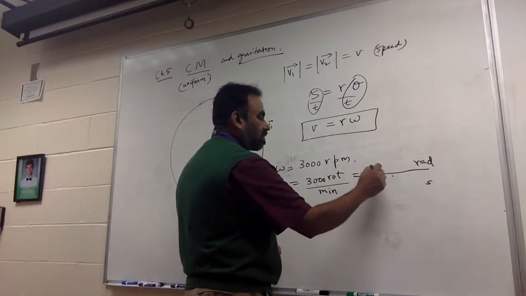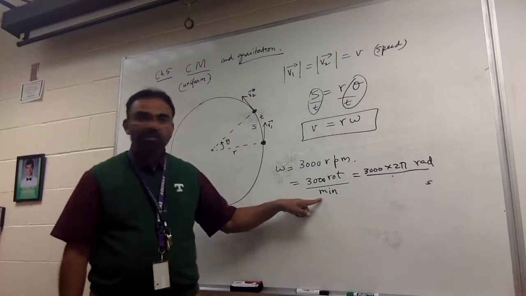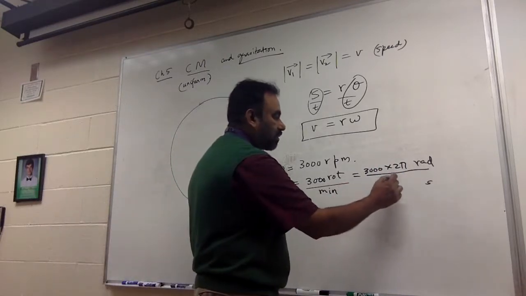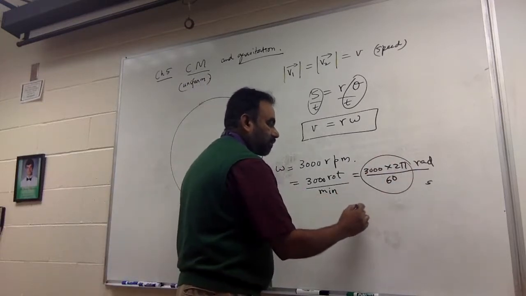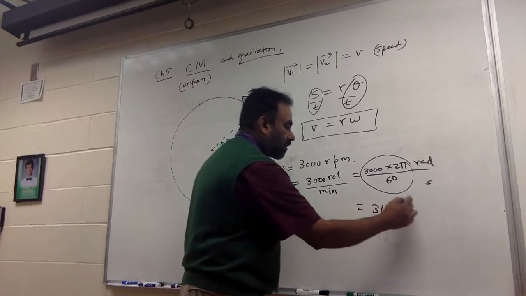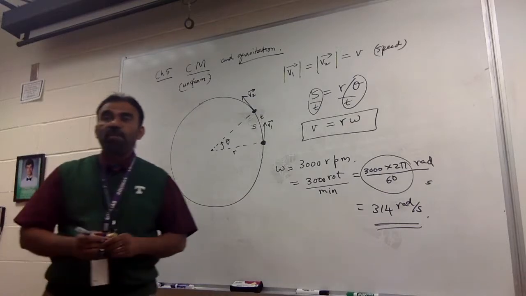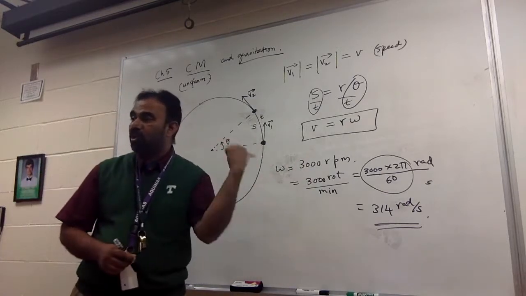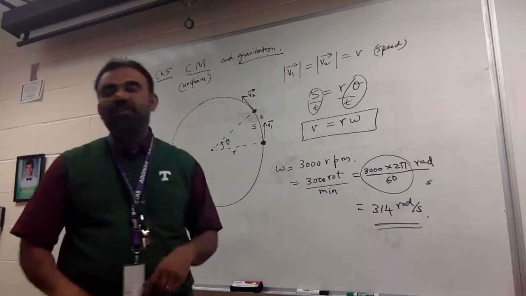So 3,000 times 2 pi will get me in radians. And then you have 1 minute converted to seconds. And that will be 314 radians per second. So that is the SI unit. So if you're given omega in RPM, you cannot use that. You have to change it to radians per second.